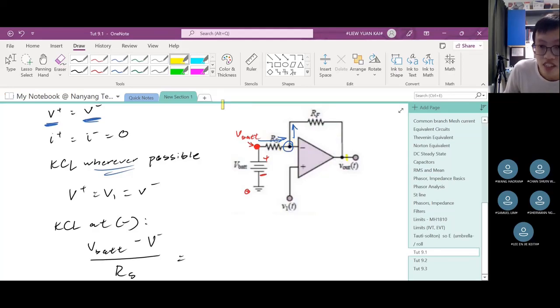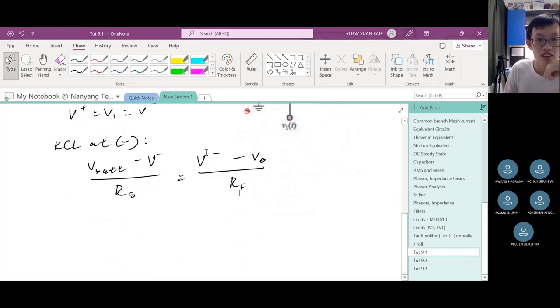So this is our start, this is our stop, right? Start and end. So for current going in equals current going out, it is V minus, because it's a negative terminal, minus V out over Rf. So our job here is to just make V out the subject. Let me check my working. Yeah, it's a tedious process, but we're just going to have to simplify it.